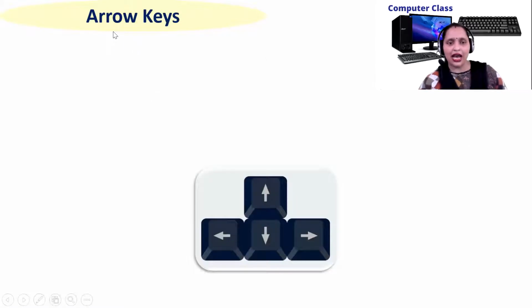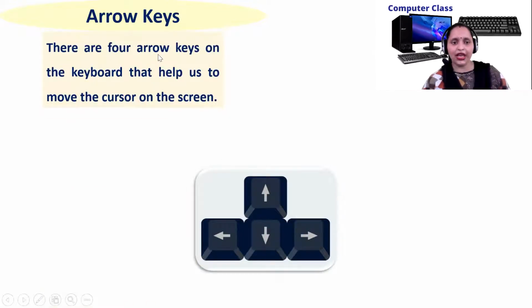What is written here? Arrow keys. These keys are known as arrow keys. You can see 4 arrows are there, and all 4 arrows are in different directions. Let's study about them. There are 4 arrow keys on the keyboard that help us to move the cursor on the screen.